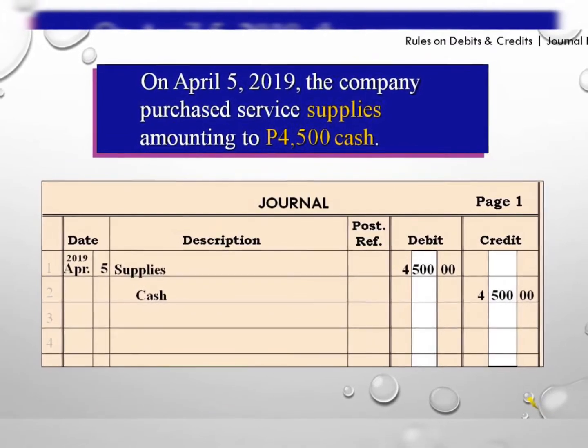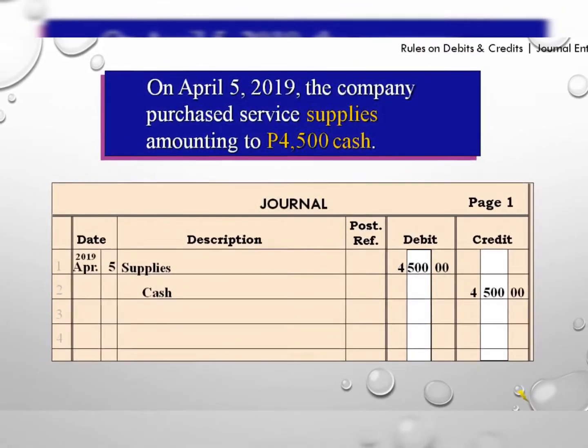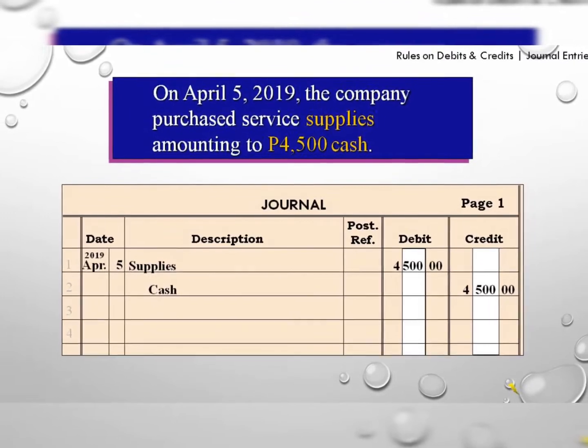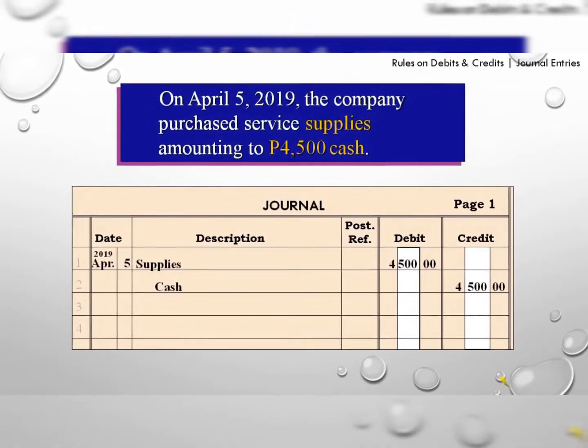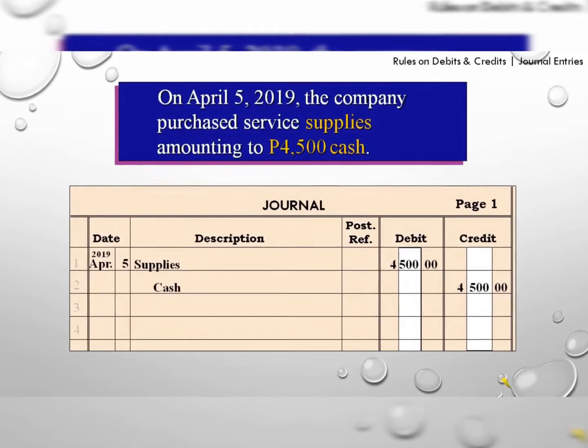On April 5, 2019, the company purchased service supplies amounting to 4,500 cash. Journal entries: supplies debited, cash credited.